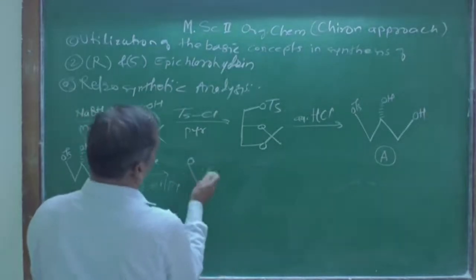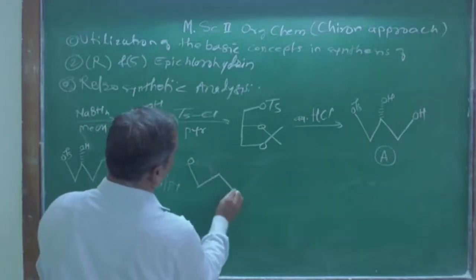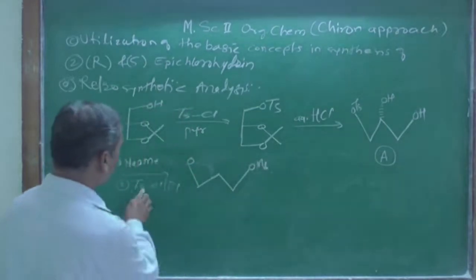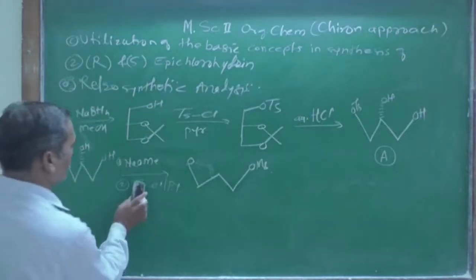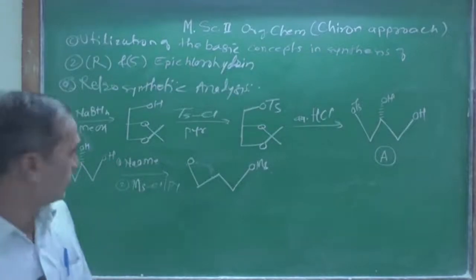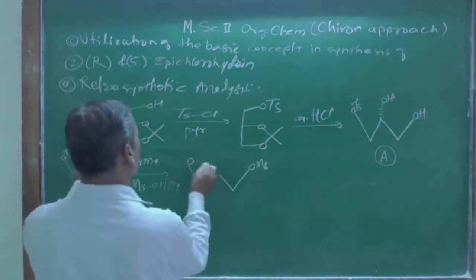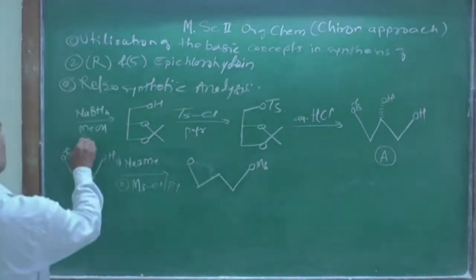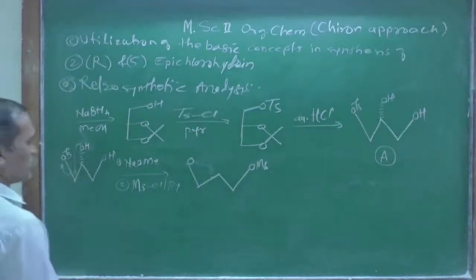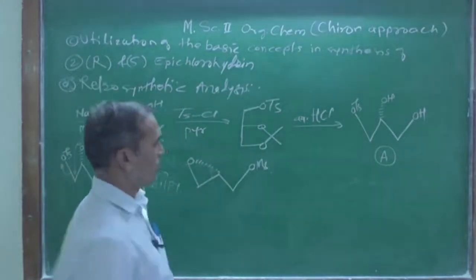Now here, this protecting group I am writing as it is. Here is OMs, right? Not TsCl. Remember, here MS means mesyl chloride in the presence of pyridine. So remember here, now the O minus is going to attack, forming the epoxide, and this becomes a good leaving group, and that's why we are going to get this type of compound over here, right?